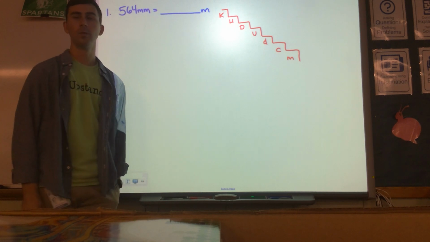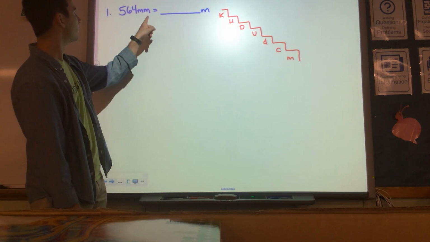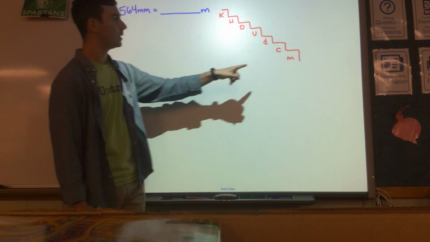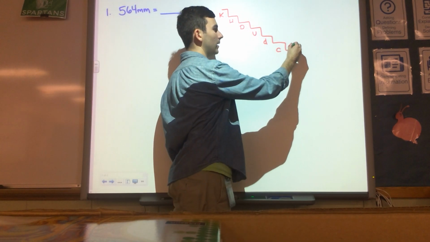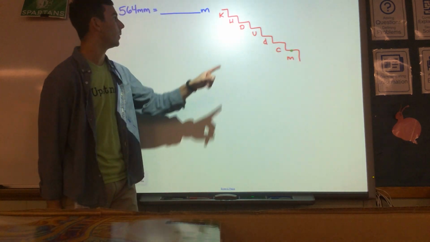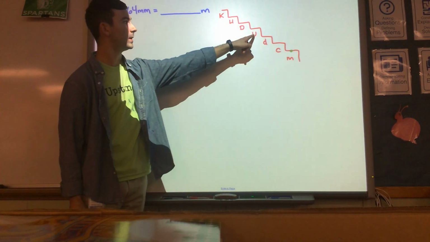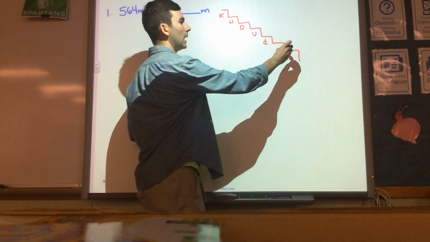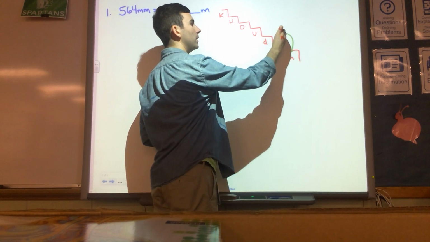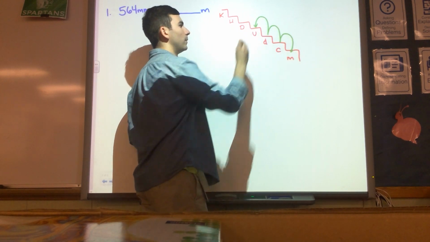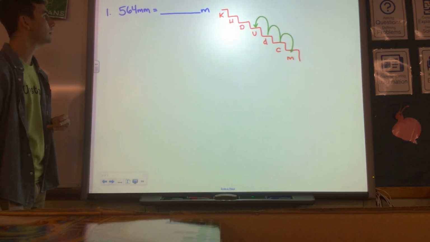Now using this stair-step tool, I'm going to choose where I'm starting from, which is the millimeters. So my prefix for milli starts right here. And I'm going to figure out where I'm going. Meters is our base unit, so it's right there in the center. I'm going to draw jumps. 1, 2, 3 jumps to my left.